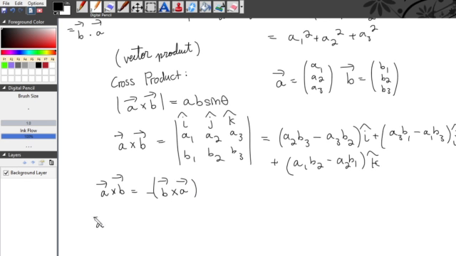Also, a crossed with a, or b crossed with b, or any vector crossed with itself is 0, which makes sense because the angle between the two vectors is 0 and sine of 0 is just 0. So the magnitude would be 0.